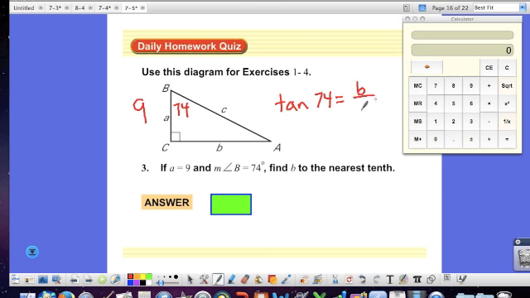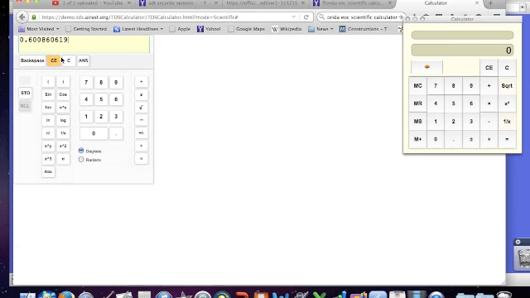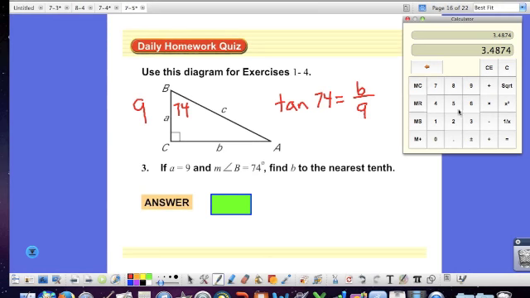So I'm going to go back to my other calculator, find the tangent of 74. I can't remember, of course, what I said. So it's the tangent of 74. It's that number. Put it into my calculator, and I'm going to multiply that by 9. And I get 31.4.